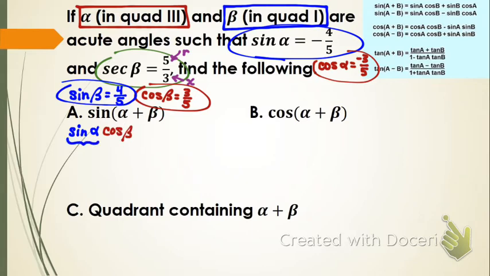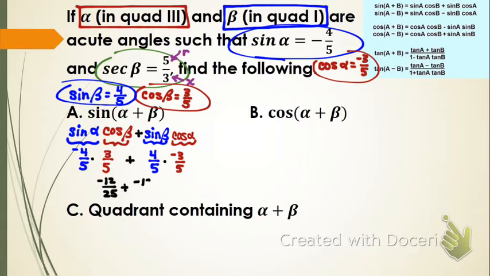All right, so now I need sine alpha, cosine beta. We said that sine alpha was negative 4/5. They gave us that one. Cosine beta, 3/5. What operator do I need? Addition. And then I need sine of beta, cosine of alpha. Sine of beta is 4/5, positive, yep. Cosine of alpha? Negative 3/5. So I end up with negative 12 over 25 plus negative 12 over 25, which gives me negative 24 over 25. That is the sine of alpha plus beta.